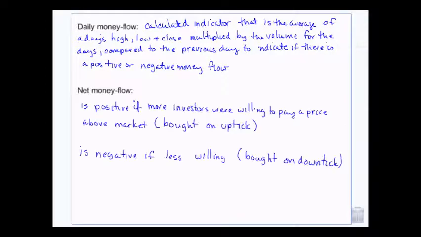We can also look at the net money flow, which is different than the daily money flow. With the net money flow, you look at how many transactions are occurring on an uptick versus a downtick. If more shares are being bought on an uptick, you have a positive money flow. And if more are bought on a downtick, you have a negative money flow. Basically, this is saying that people are more willing to pay higher prices for the stock, which bodes well.